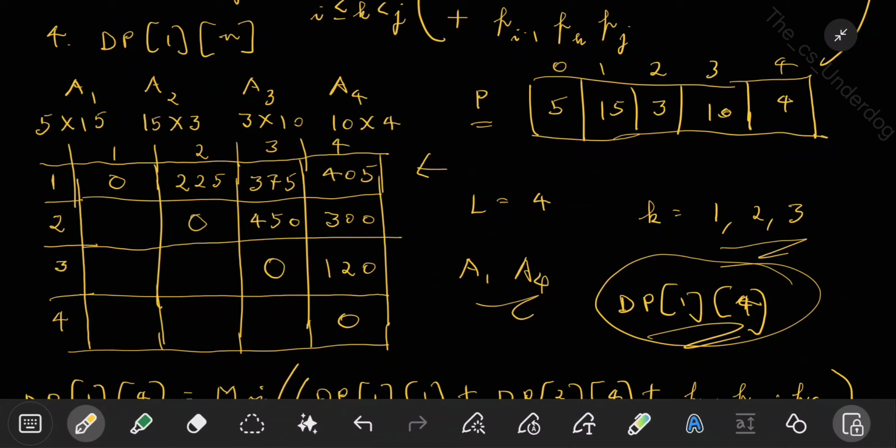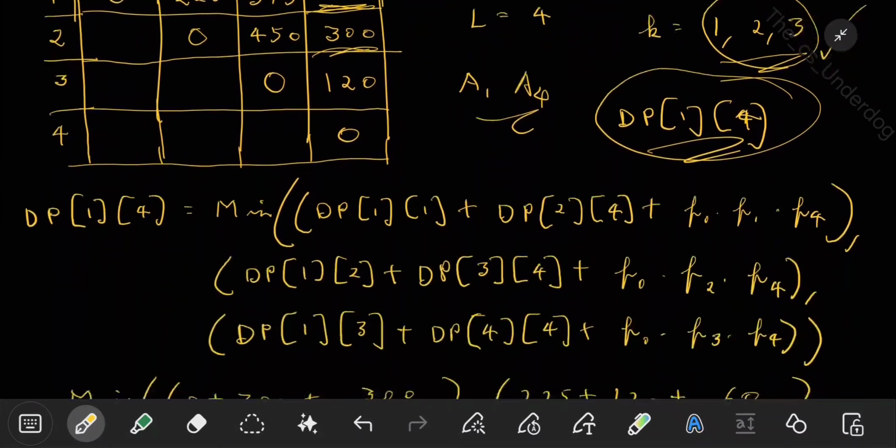But if you want to find the best possible parenthesization, that is, in order to get this count of scalar multiplications, what should be the way of parenthesizing these matrices? If you want to find that, then along with this matrix, you should maintain one more matrix. That matrix let us call S or something. That matrix will be of the same size, and instead of entering these scalar multiplication counts, you should be entering the split, that is whichever is the k for which you got the minimum value.